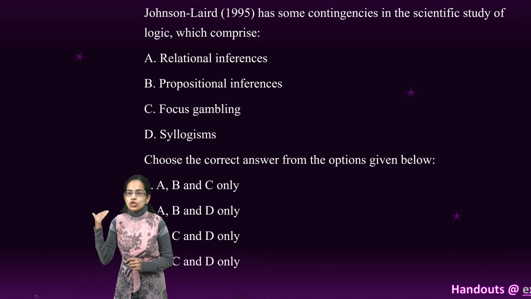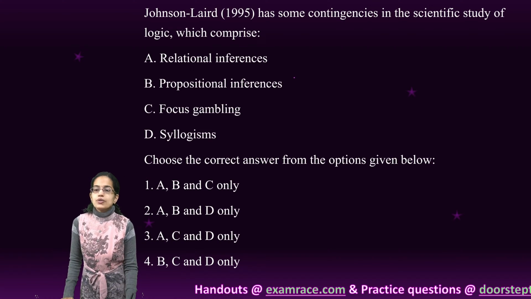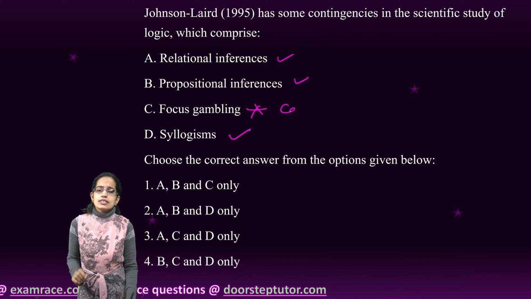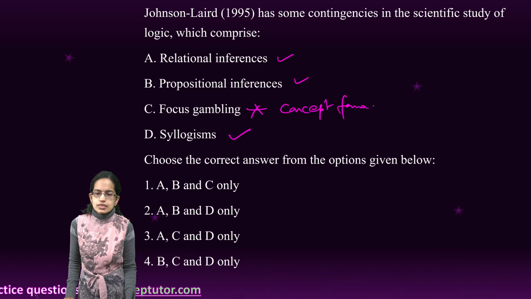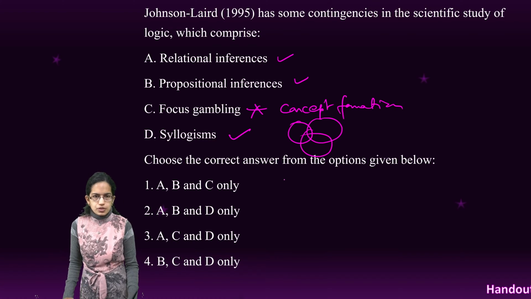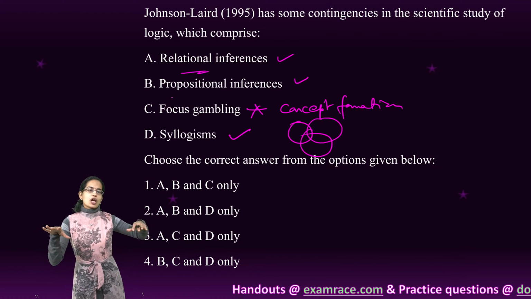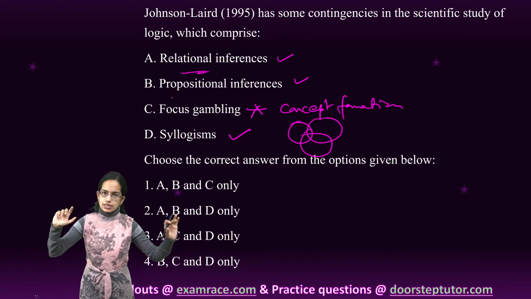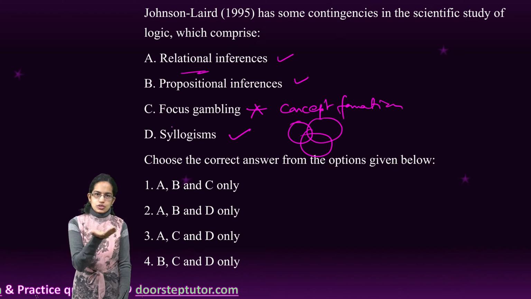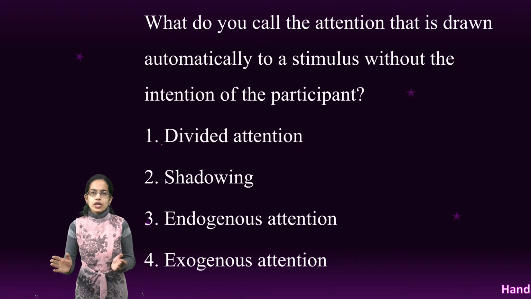The next is Johnson-Laird's contingencies in scientific study of logic, which talks about propositional, relational, and syllogism. However, focus gambling is a part of concept formation. Now, what is the difference? Syllogism we have covered in our separate lectures where we have talked about the 3-Venn diagram problems. Relational is, I say Ram is taller than Shyam, Shyam is taller than Ghanshyam. That means Ram is taller than Ghanshyam. So that is a relation that I am trying to build. And propositional is the propositions of A, I, E and O that we have covered in our previous lectures, and square of proposition as well.